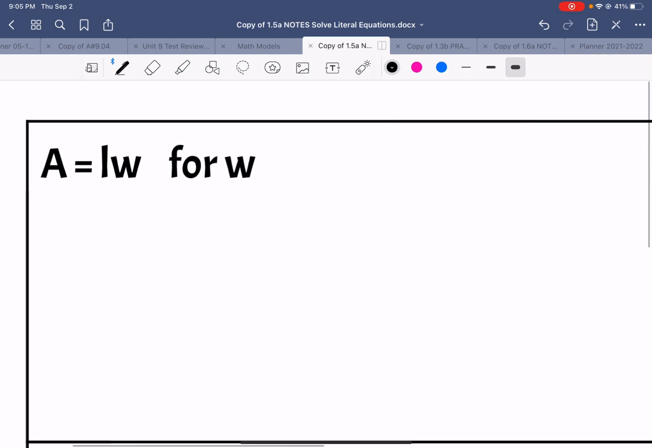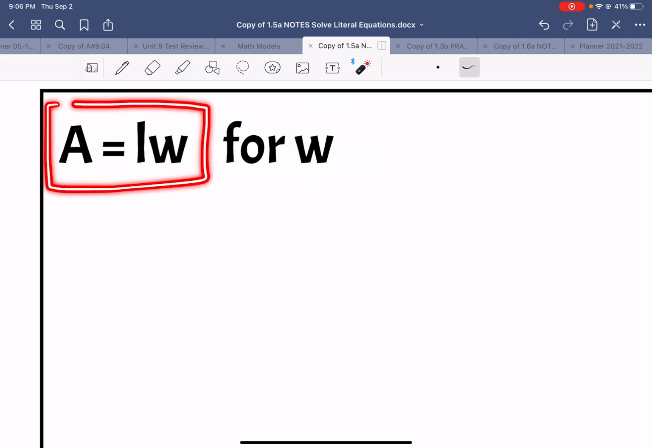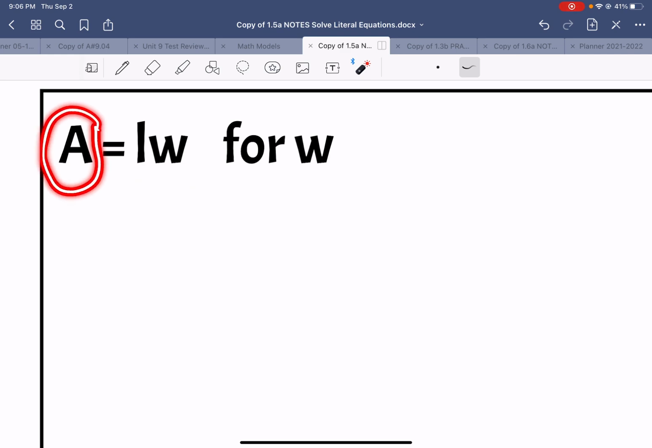Okay, so I'm looking at example 1, and it gives me the formula area equals length times width. And it wants us to solve for W. As I'm looking at this original formula, it tells me how to solve for A, and how I know that is because A is by itself in the equation. So this is how the formula would go if I'm trying to find the area of a rectangle.